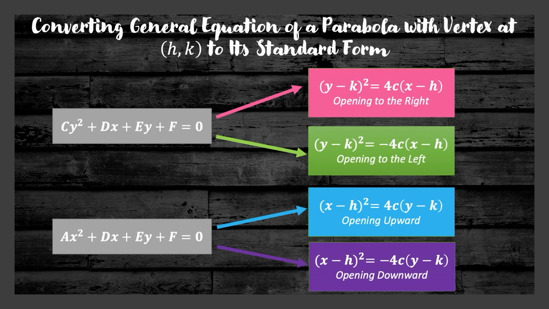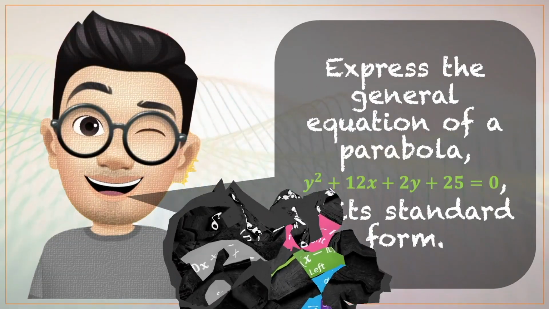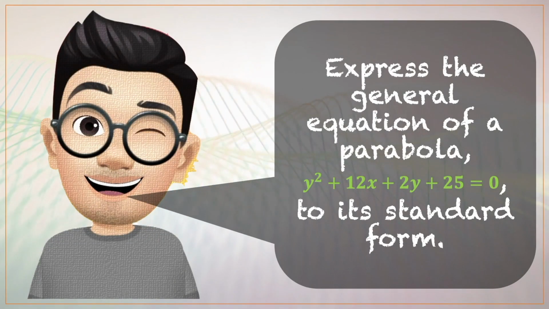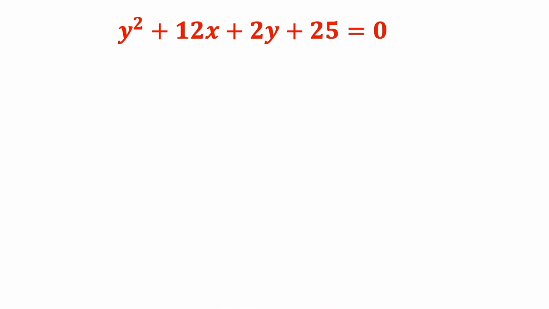Here, h and k are the coordinates of the vertex of our parabola and c is the focal length. Let us express the general equation of a parabola y squared plus 12x plus 2y plus 25 equals 0 to its standard form, so that we can perform completing the square.